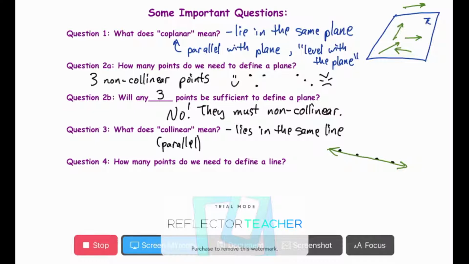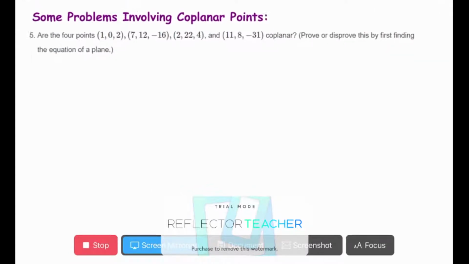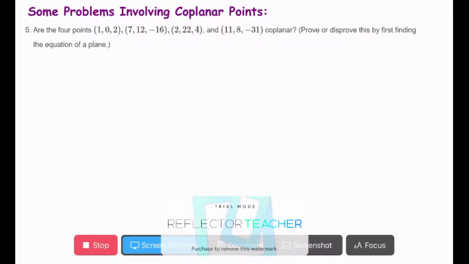And finally, how many points do you need to define a line? Any 2 points. So any 2 points can define a line. 3 points can define a plane, as long as we've made sure that they are not collinear. Now that we've talked about what coplanar means, let's solve some problems involving coplanar points.